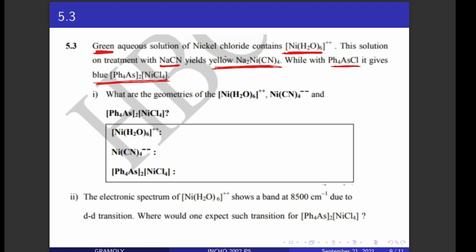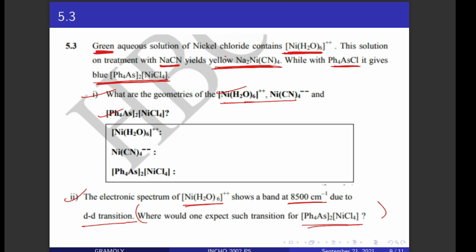In the first part, we have to comment on the geometries of the given species. In the second part, we are told that the electronic spectrum of [Ni(H2O)6]2+ shows a band at 8500 centimeter inverse due to d-d transition. It has been asked where one would expect the transition for this particular complex. The first part is quite obvious, but the second part needs a bit of understanding.